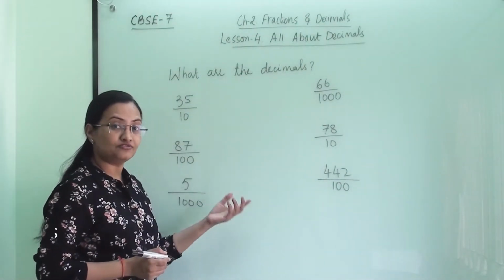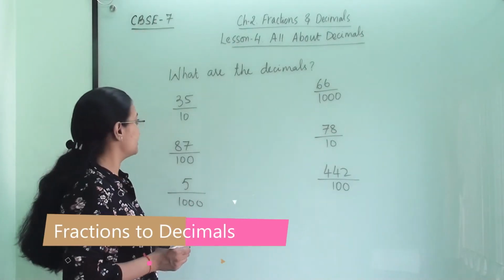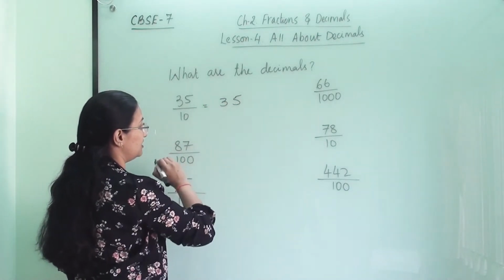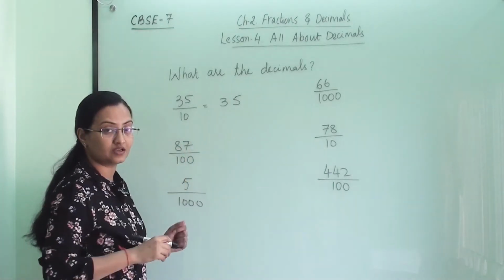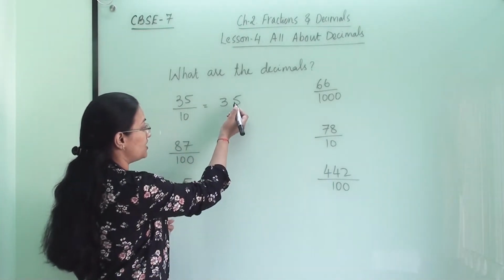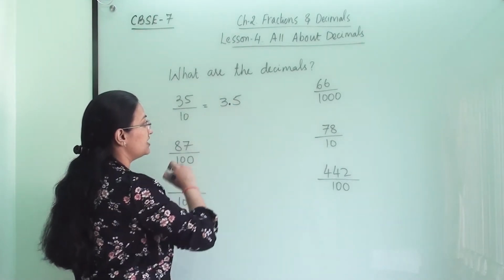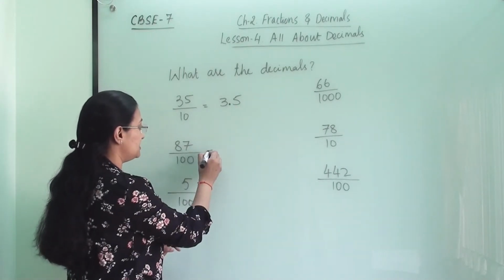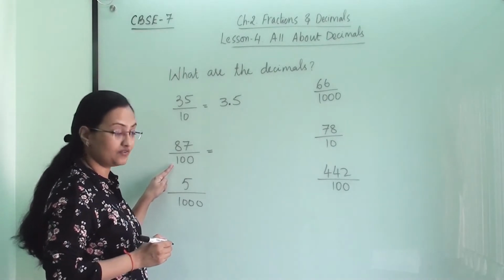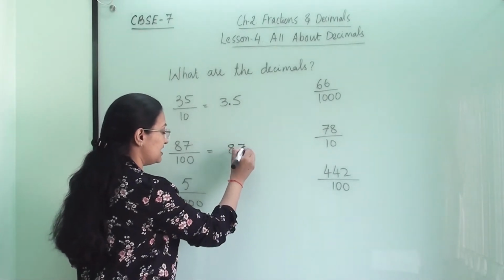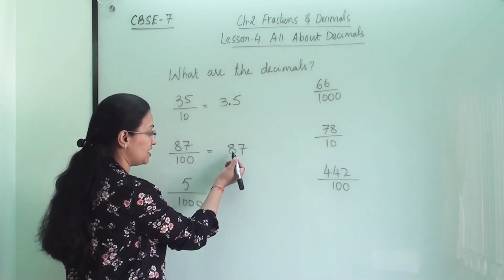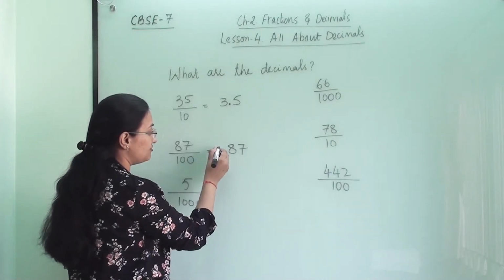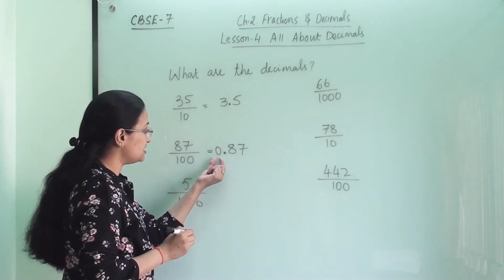Now let us practice some of these fractions and convert them into decimals. Here 35 in the denominator, 10 is there. So first we write this number 35 and then we check how many zeros are there. 1 zero is there, so we count one number from the right side and put the decimal point here. So this number is 3.5. Now the next is 87 divided by 100. First we write 87 and then we count 2 numbers from the right side, 1 and 2. Here we put the decimal point, and since there is no number left, we put a 0. So this number is 0.87.